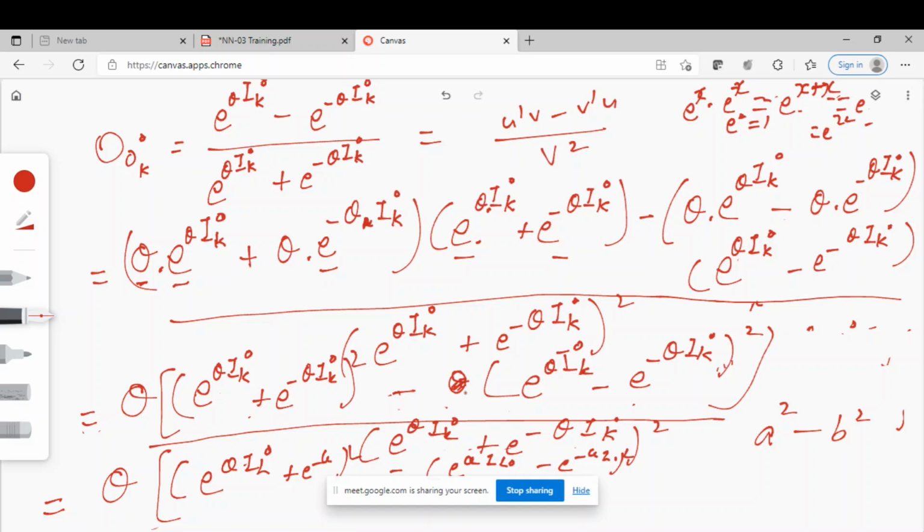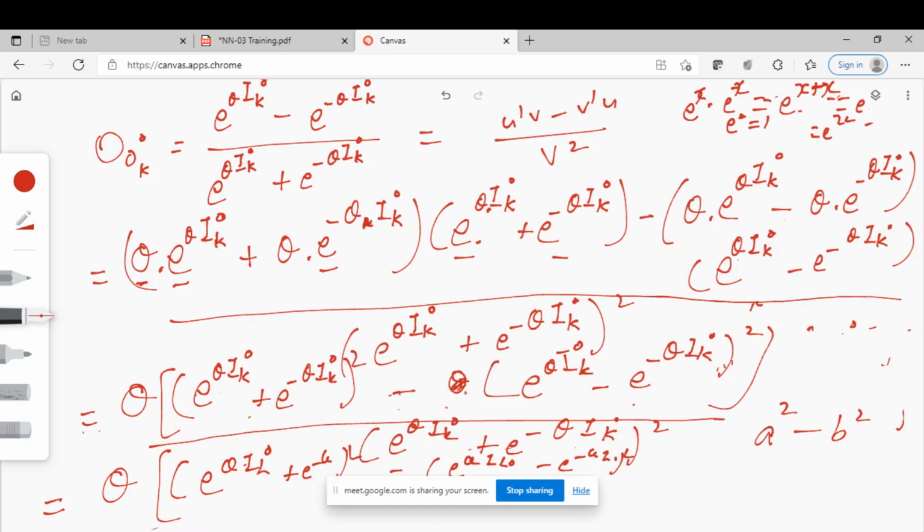Now this numerator and this denominator is same, so this entire thing will cancel out. But in this case, what is the numerator by denominator? This is same as what? Okay, so this becomes cancelled out. So only theta is remaining here. So this becomes theta minus theta into OK whole square, right? Okay.